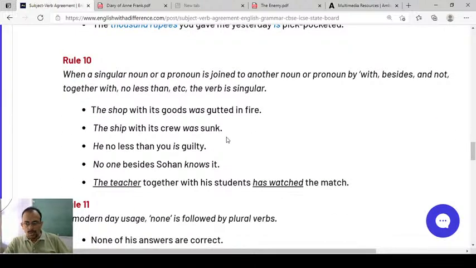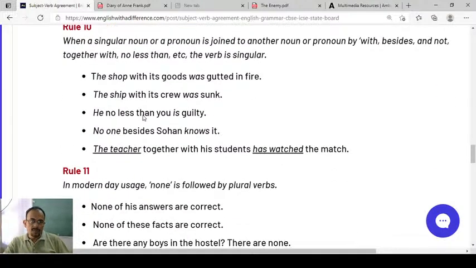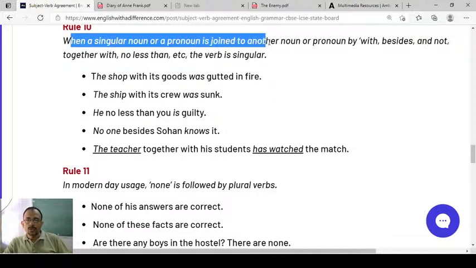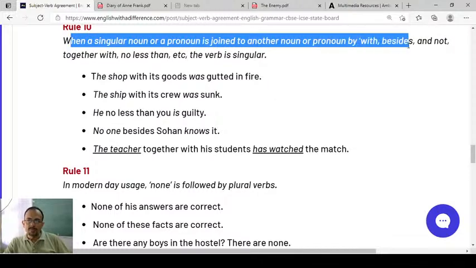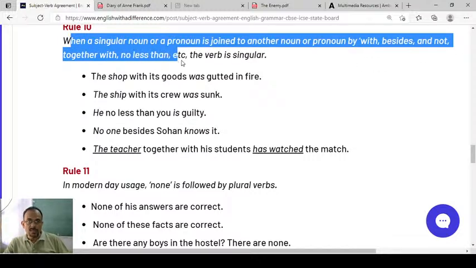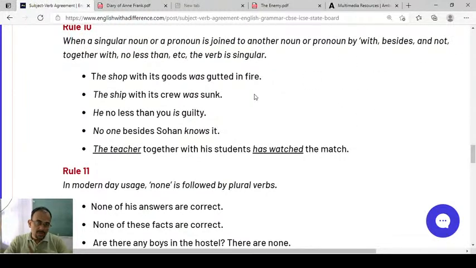Now let's move on to rule number 10. What is rule number 10? You see, when a singular noun or a pronoun is joined to another noun or pronoun by with, besides, and not, together with, no less than, etc., the verb is singular. So dear students, you have to learn these words. Like for example, a singular noun or pronoun is joined to another.